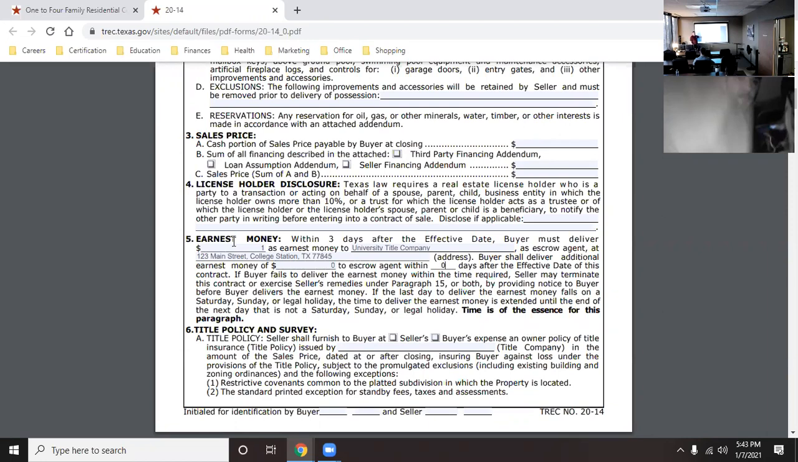So initially, a party may end up, the buyer most of the time is always drafting, the buyer may put in here a crazier amount, $1, $100, whatever. But somebody may come back and say, no, that's not acceptable. I want that to be 1%. And most of the time, it is 1% of the purchase price. Okay, most of the time.